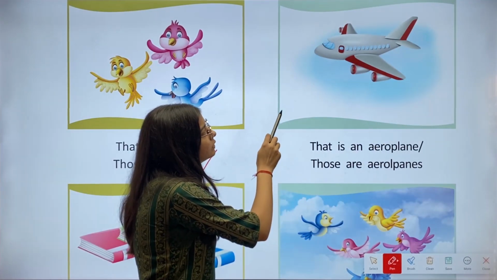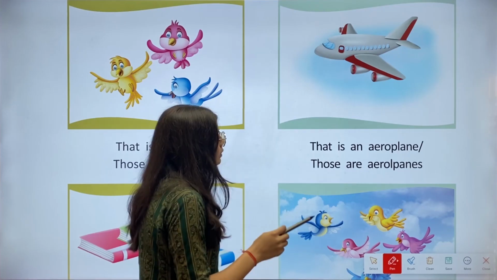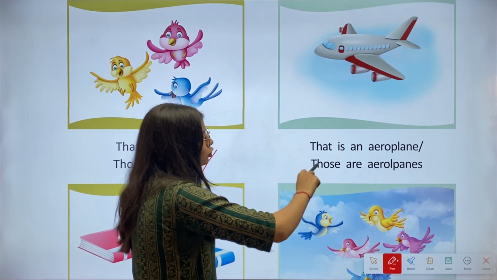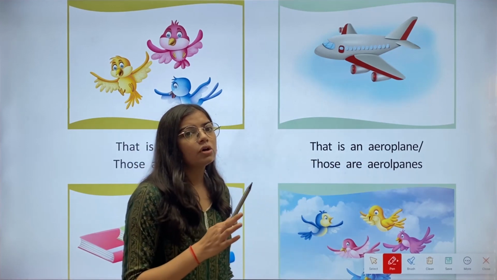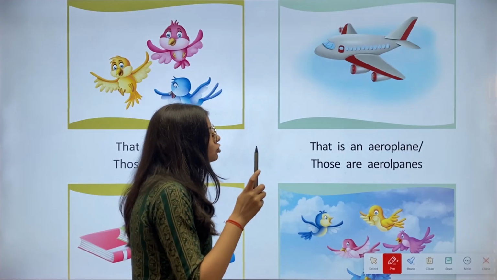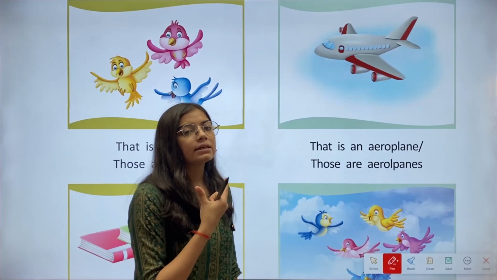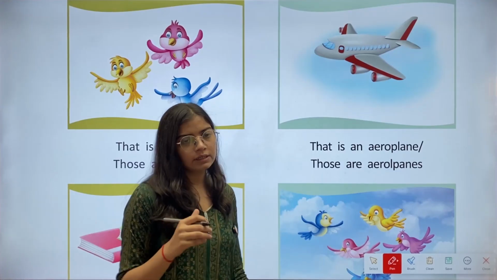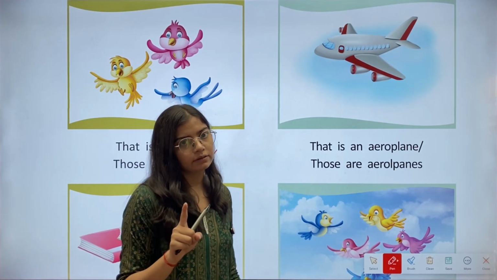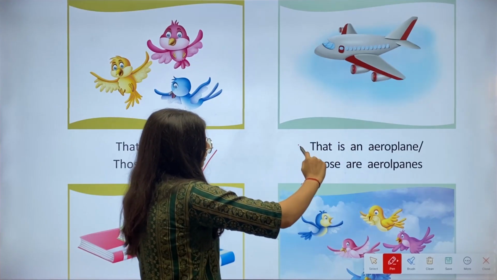Then we have this one. Here you can see we have an aeroplane. Now we have an option that is an aeroplane slash those are aeroplanes. So we have here only one airplane, right? So we'll use the word that. As aeroplane is far away from us, we use the word that here and there is only one aeroplane, right? So the correct answer is that is an aeroplane.